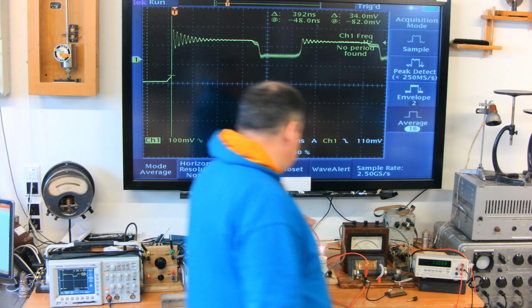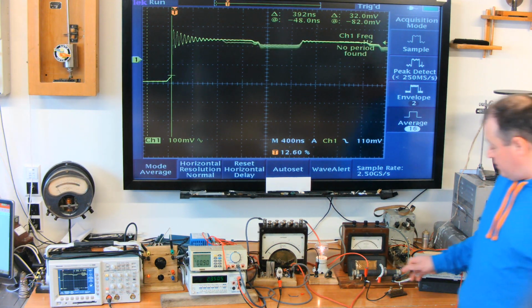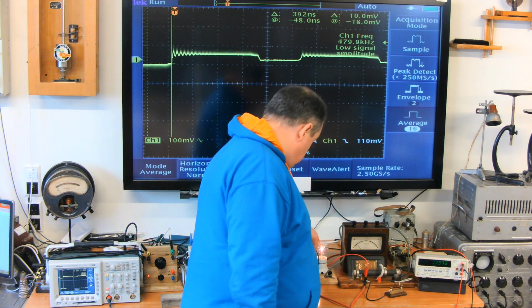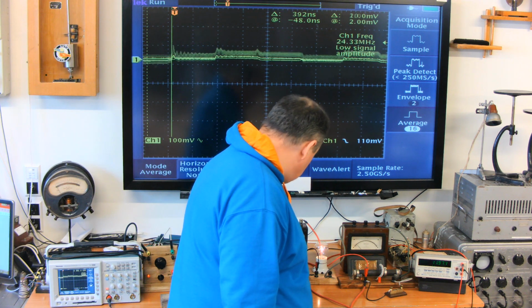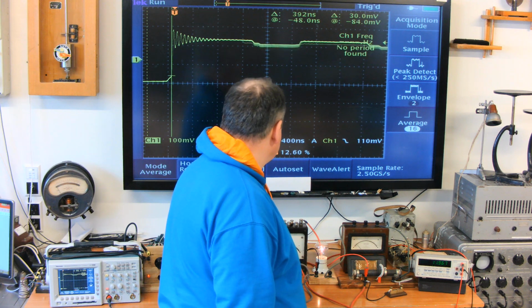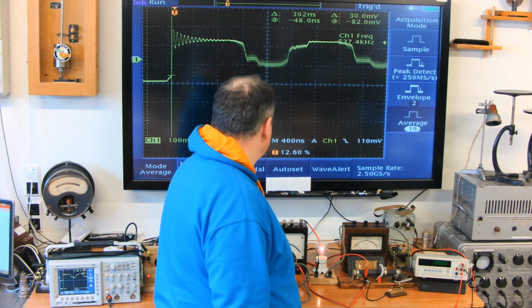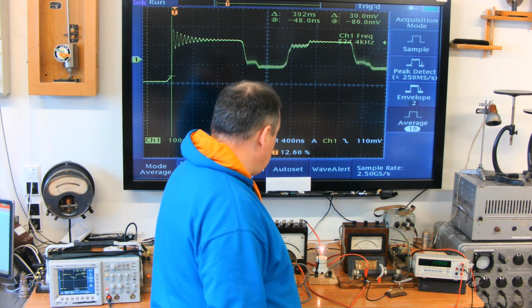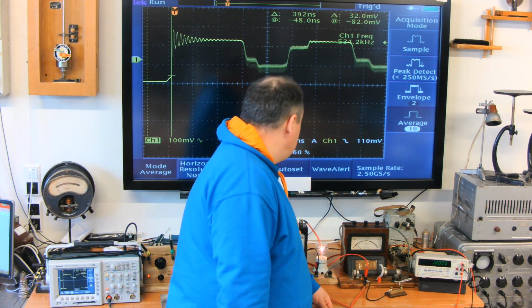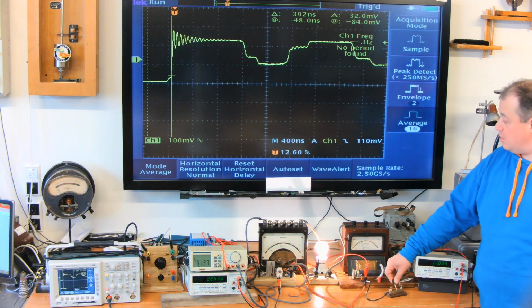Let's take a look at what changes if I double the load. I have this resistor. I have disconnected the scope. I have a resistor in series with the load. Take a look at what happens when I short circuit it.